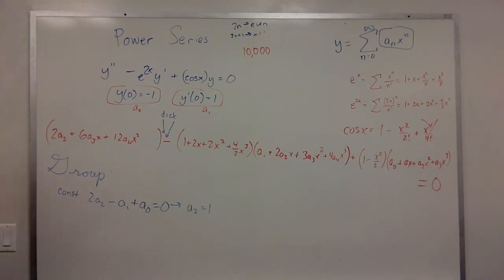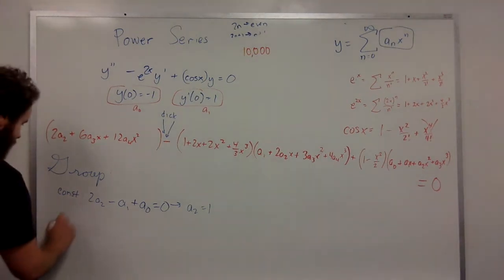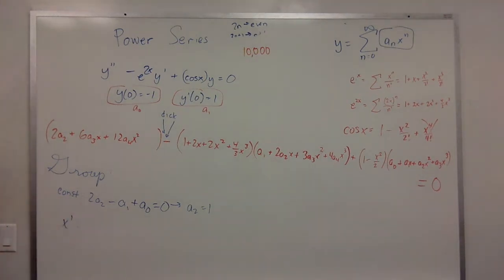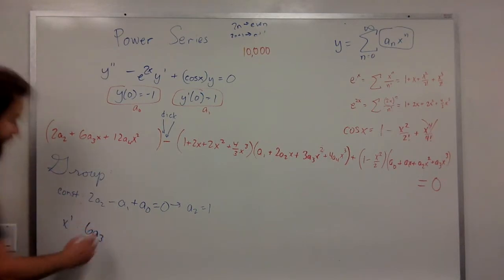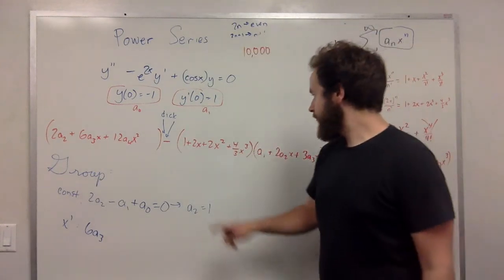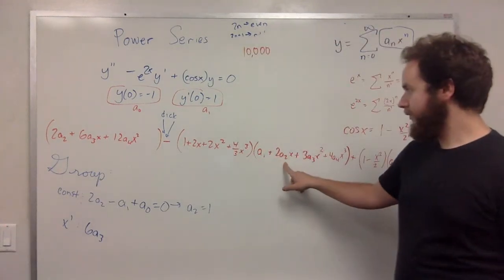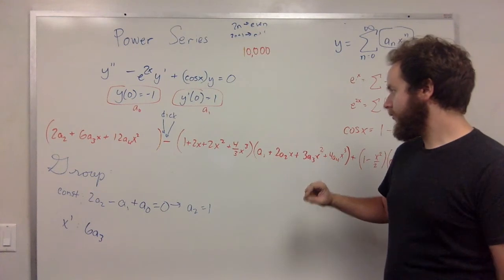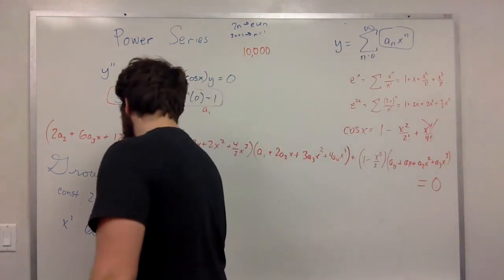Nice. All right, now we're going to go to the x to the 1 term. How many x's can we get here for this first guy? 1. 6a3 of them, right? How many x's can I get from over here? There's 2 ways to get them. There's a minus 2a2 and a what? Minus 2a1. So minus 2a2 and minus 2a1.